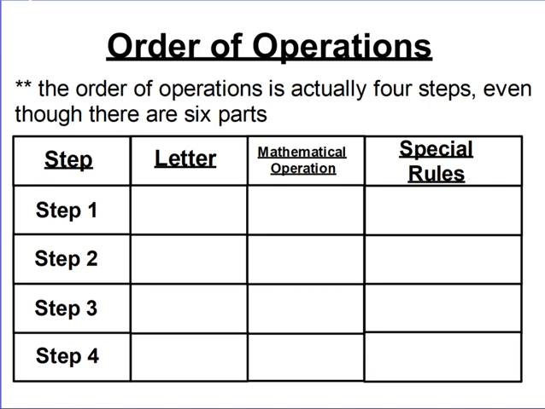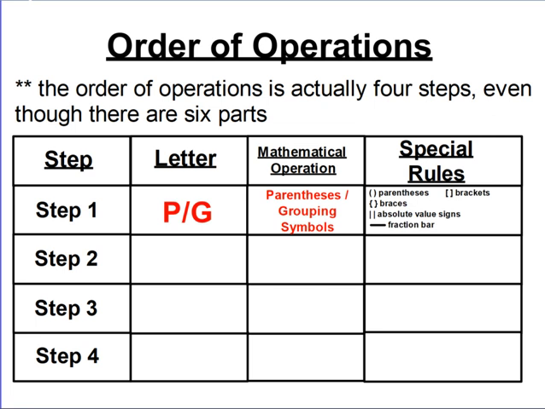So, step 1 of the order of operations is P or G. What you've learned in the past is that the P stands for parentheses. This year we're going to use the G as grouping symbols. And in the special rules column, you'll notice that there are several types of grouping symbols. Like I said, you've used parentheses before, but there are also brackets and braces. Those follow the same rules or serve the same purpose as parentheses. Absolute value signs are actually grouping symbols, and then a fraction bar is a grouping symbol. So you're going to see how you use those together in problems.